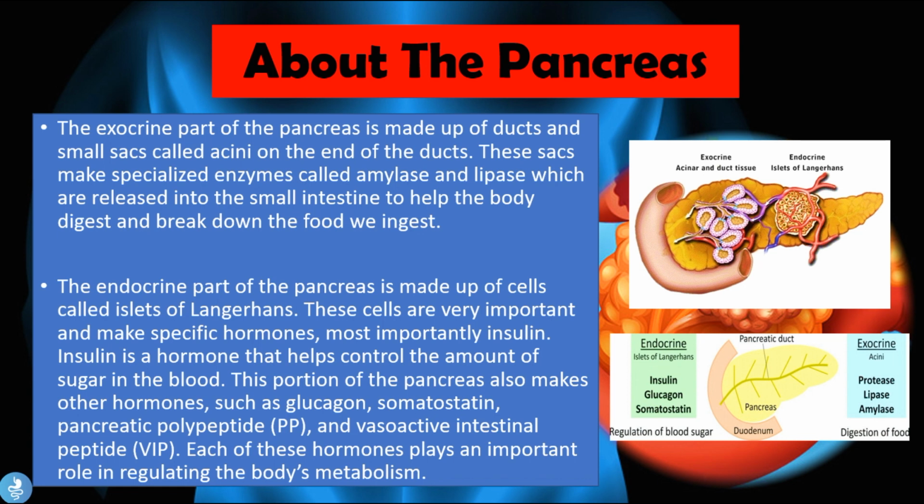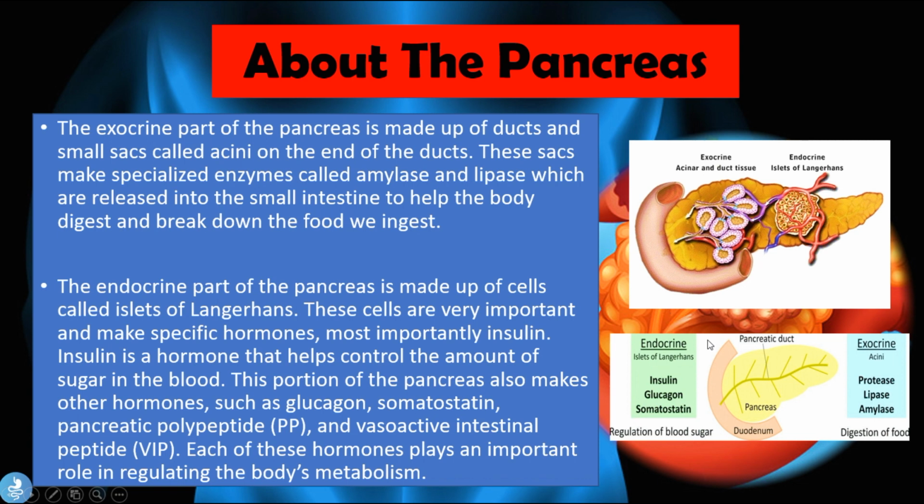So now let's discuss a few words about the pancreas. The pancreas is essentially made up of two main parts. It has the exocrine part and the endocrine part. The exocrine part of the pancreas is made up of ducts and small sacs called acini, and these sacs make specialized enzymes called amylase and lipase, as well as protease, which are released into the small intestine to help the body digest and break down the food we ingest.